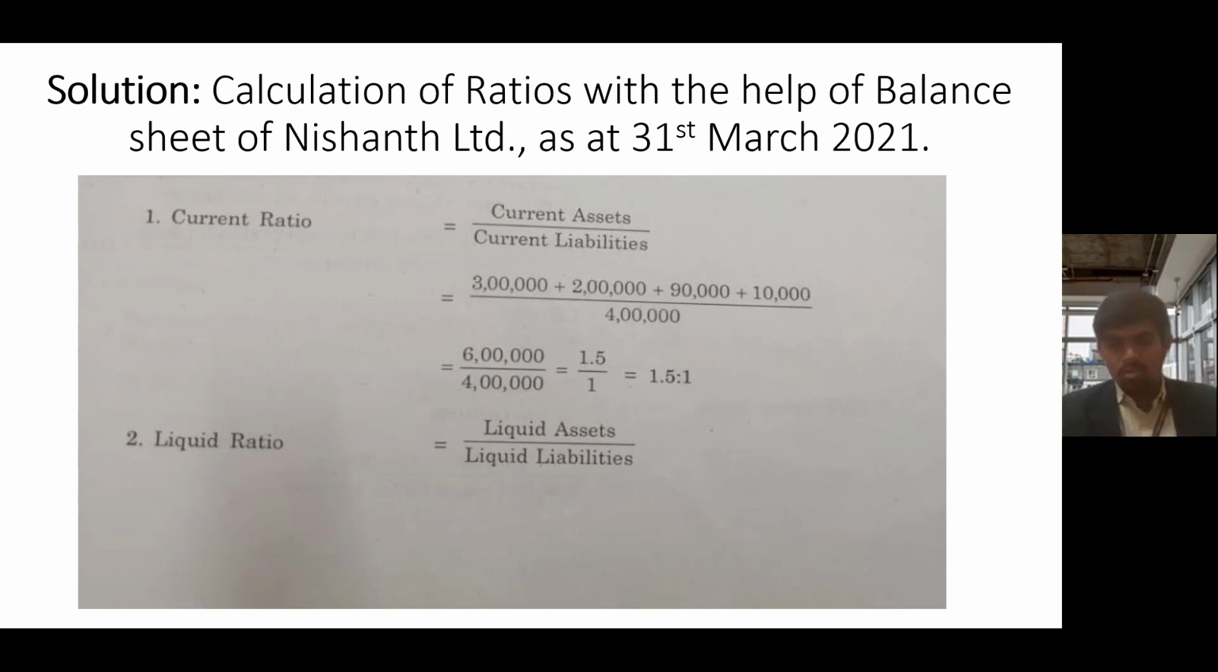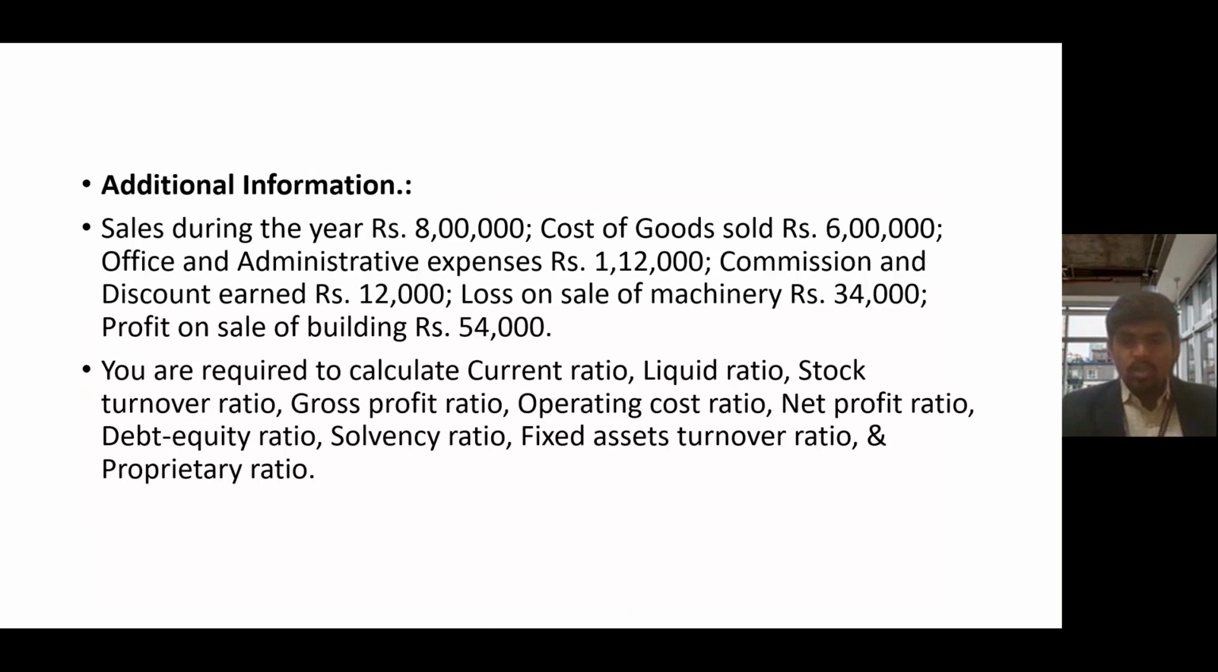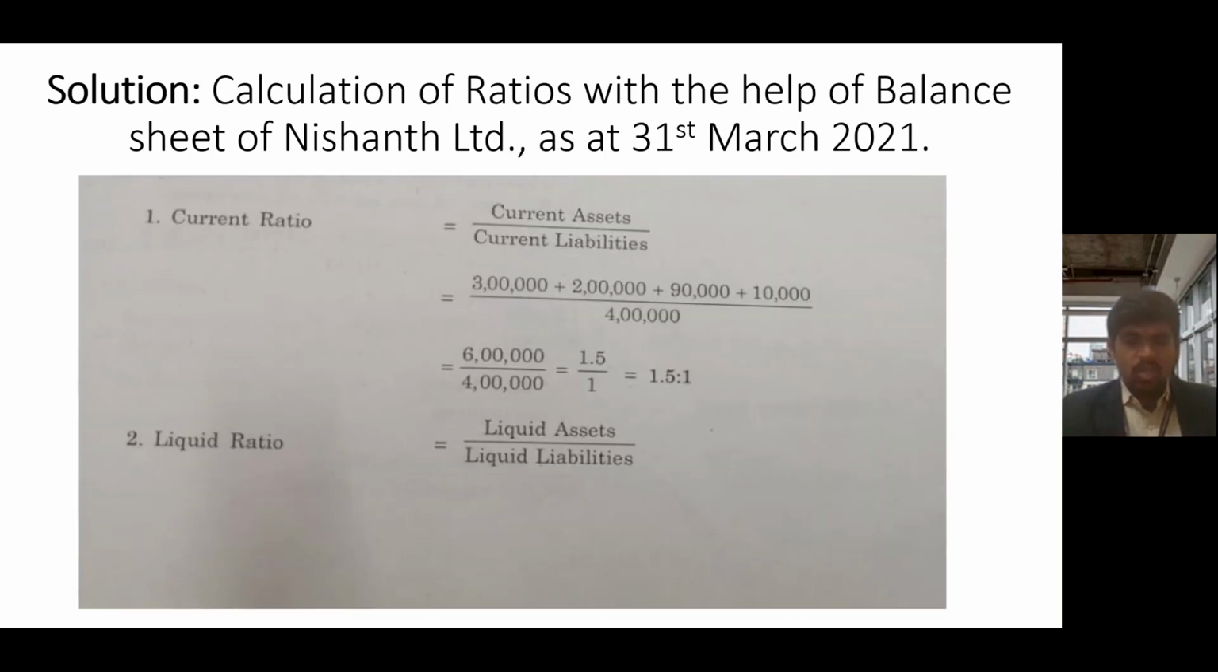Next is the liquid ratio. What is the next important ratio they ask us to calculate? It is the liquid ratio. The liquid ratio is equal to liquid assets divided by liquid liabilities. We can also say quick assets and quick liabilities, which can be converted into cash within a very short duration of time. For assets, like cash at bank or deposit at bank, that will be our liquid asset.